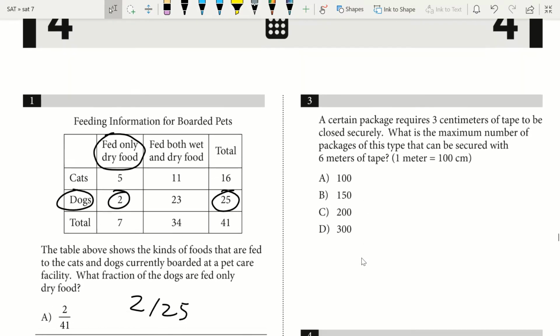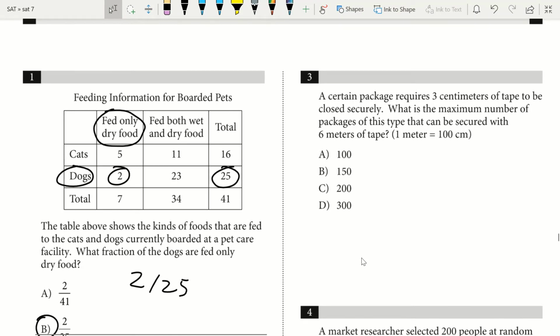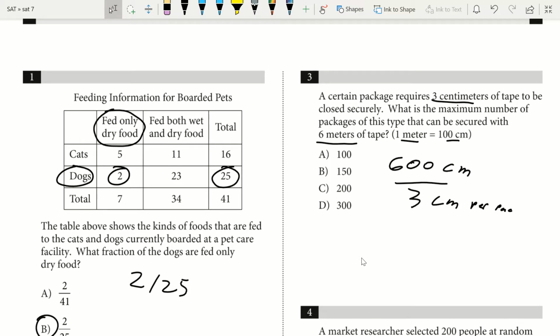Alright, question 3. A certain package requires 3 centimeters of tape to be closed securely. What is the maximum number of packages of this type that can be secured with 6 meters of tape? Well, we know 1 meter is 100 centimeters. So if we have 6 meters, we'll have 600 centimeters. And we know that 3 centimeters is the amount of tape it takes to close one package securely. So we divide by our 3 centimeters per package, and this will give us 200 packages. So our answer is going to be C.